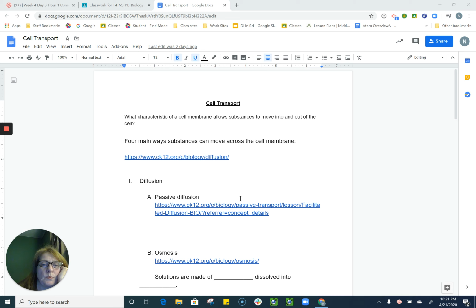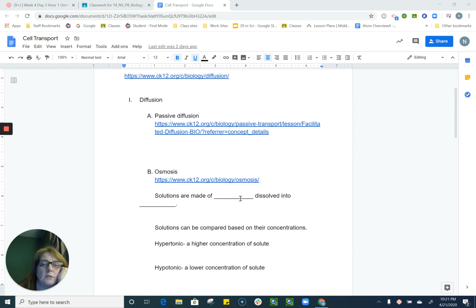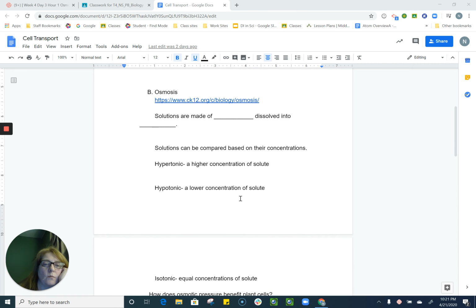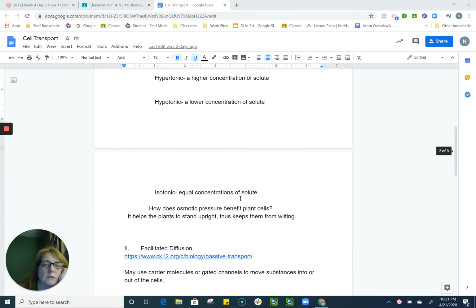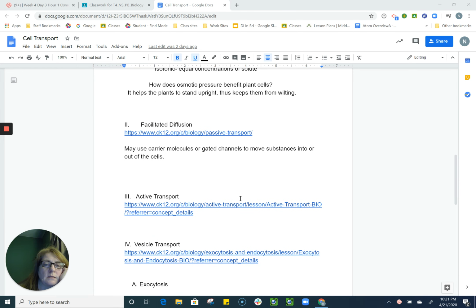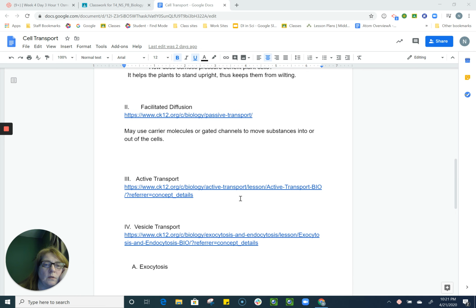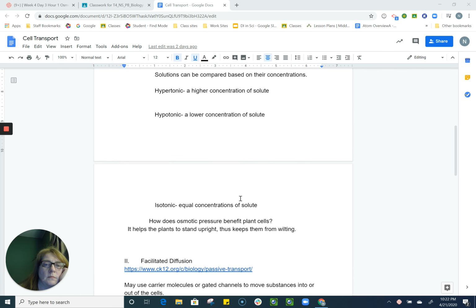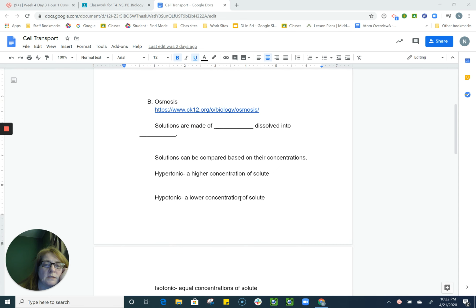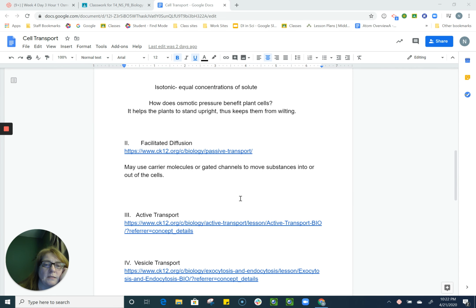Hey guys, we've been talking about passive transport, diffusion, osmosis, how to figure out which way the water's going to flow in solutions. And next we're going to talk about active transport. All of these up here did not require the cell's energy to have substances move into or out of the cell. But when we get into active transport, it does require the cell's energy.